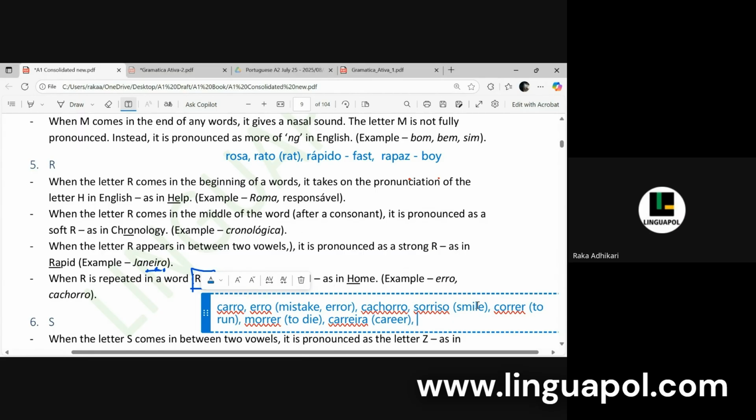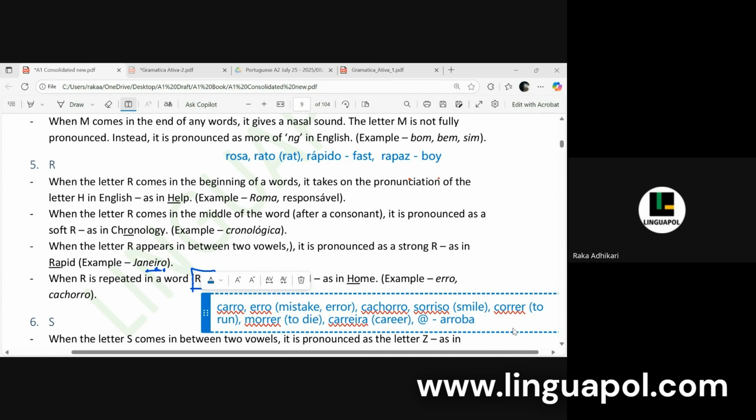Then a very important word. What do you call this symbol in English? At the rate. And this in Portuguese is called arroba. Arroba. So we don't say at the rate, we say arroba.